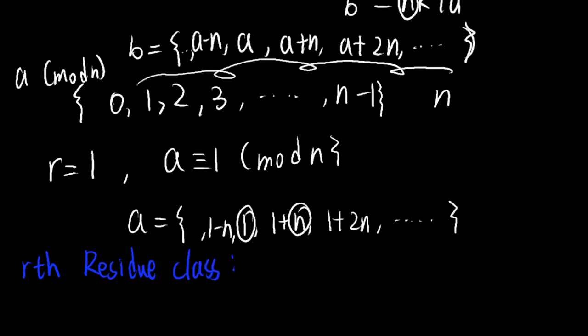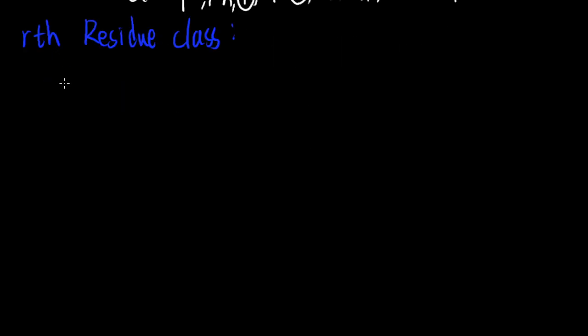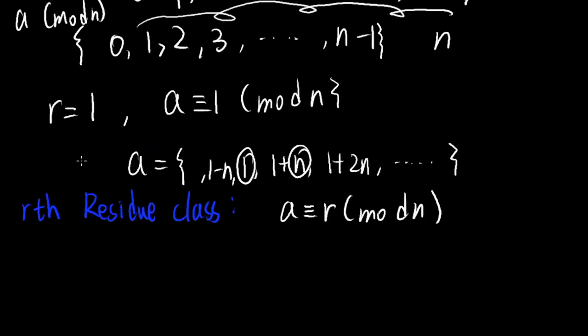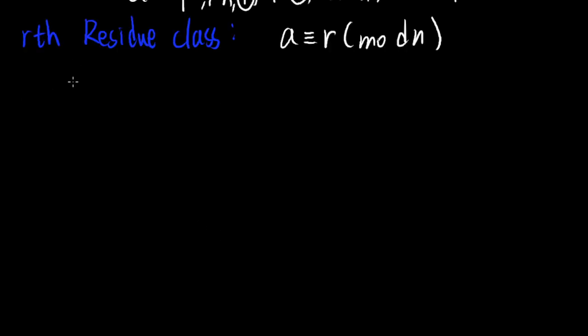We define the residue class of r, and the intuition is essentially the same. We define the residue class r as the integer set that remains r when we divide it by n. And we know that there are exactly n possibilities when we divide an integer by n. So there are exactly n residue classes when we mod n.